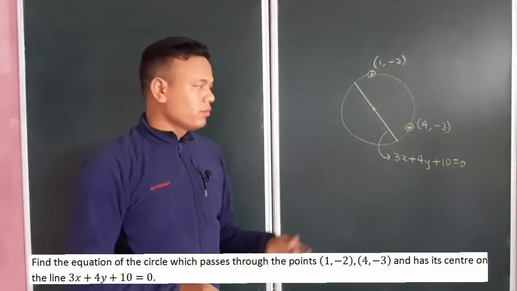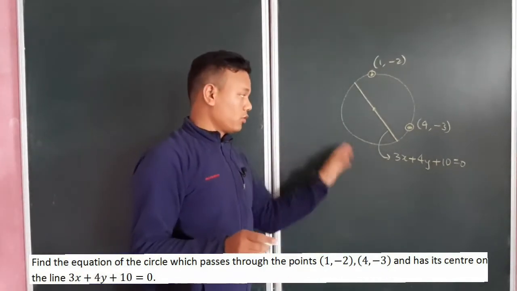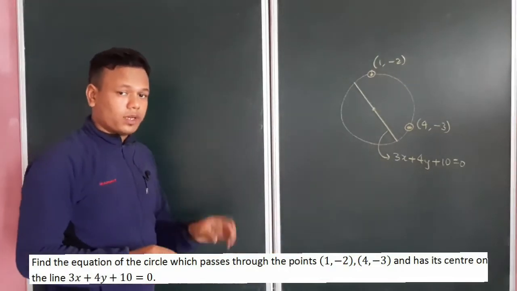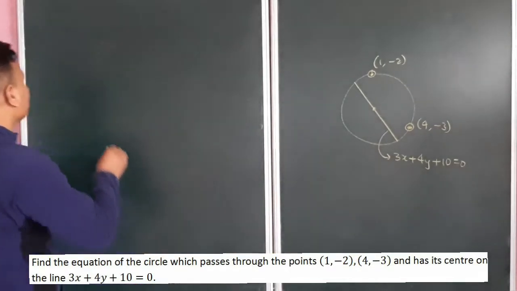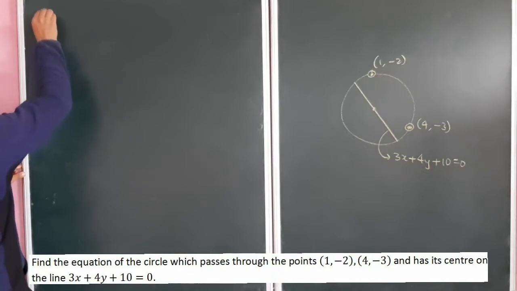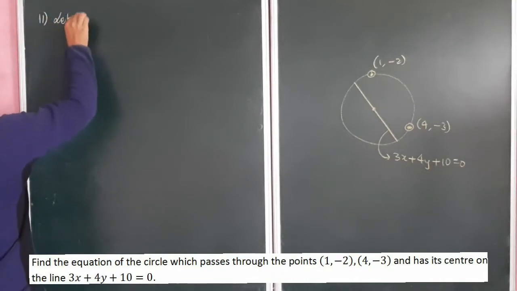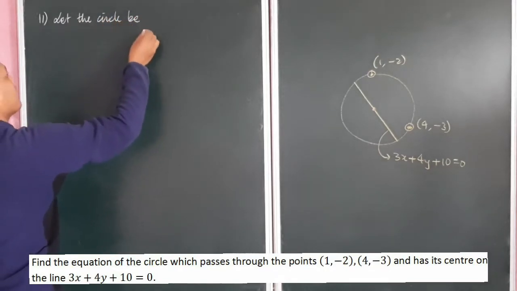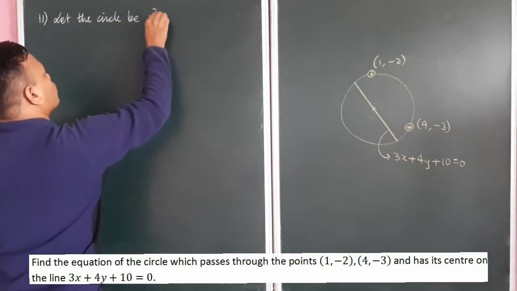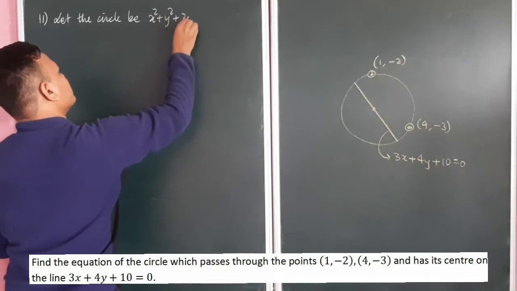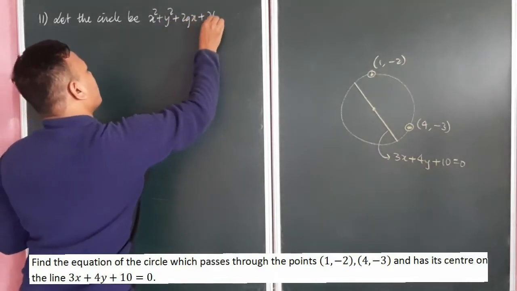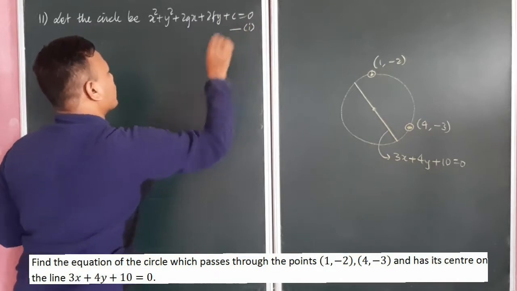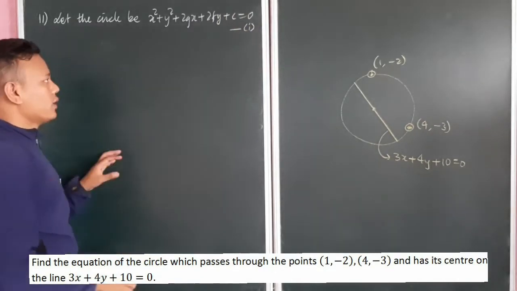Now let's assume that the equation of this circle is x square plus y square plus 2gx plus 2fy plus c equals 0. So this is my question number 11. So let the circle be x square plus y square plus 2gx plus 2fy plus c equals 0, and call this equation 1.